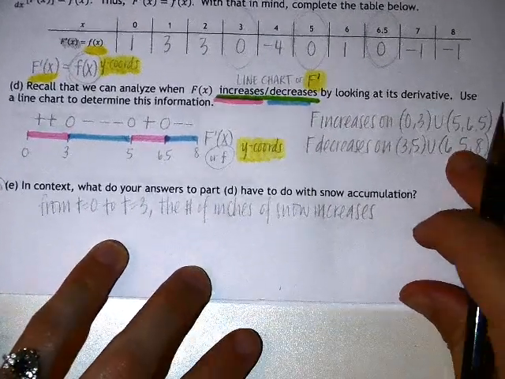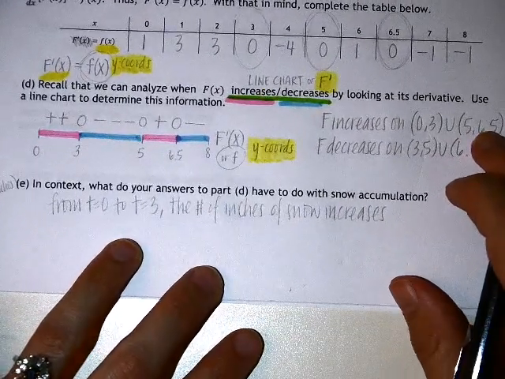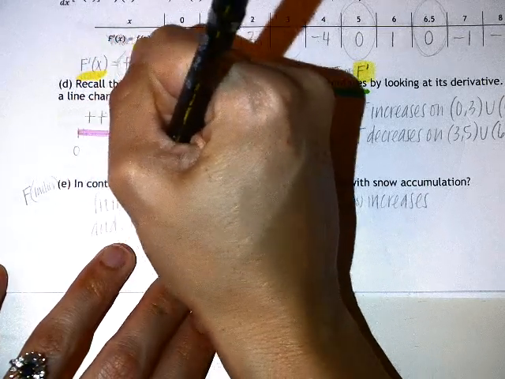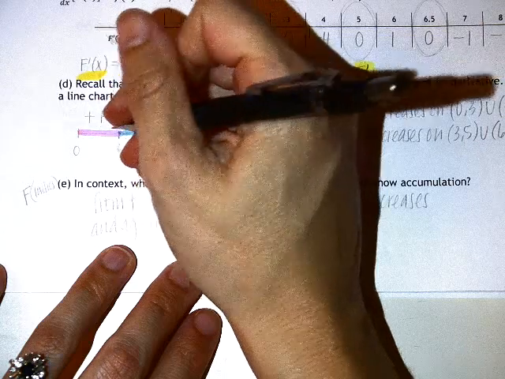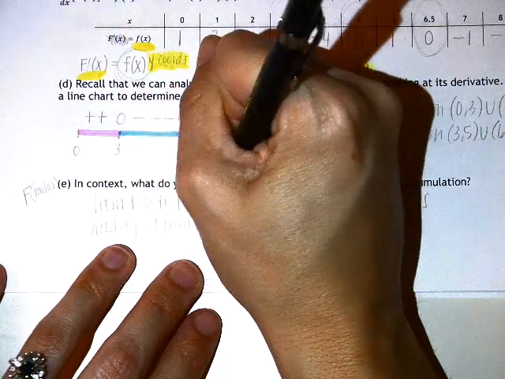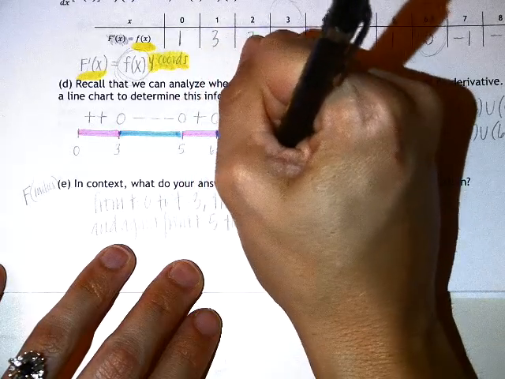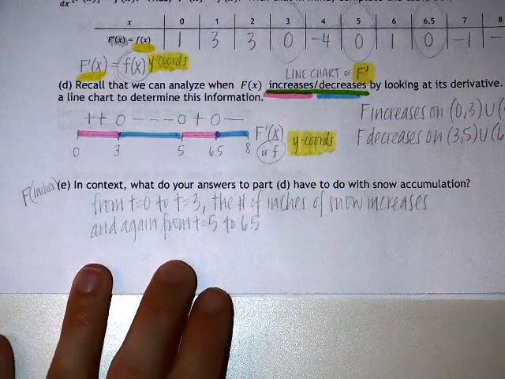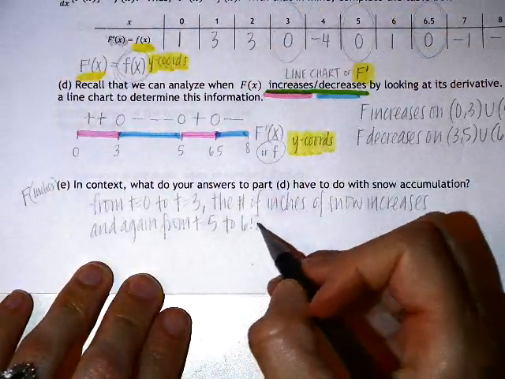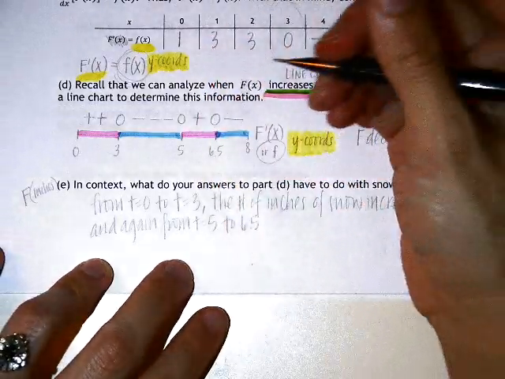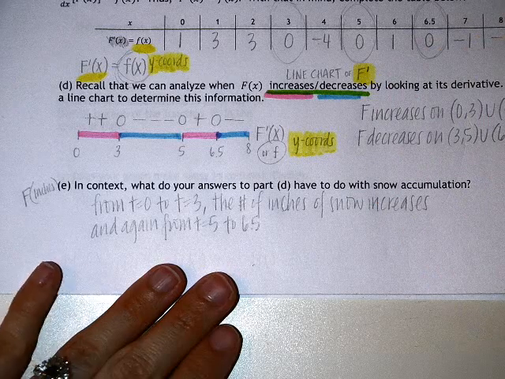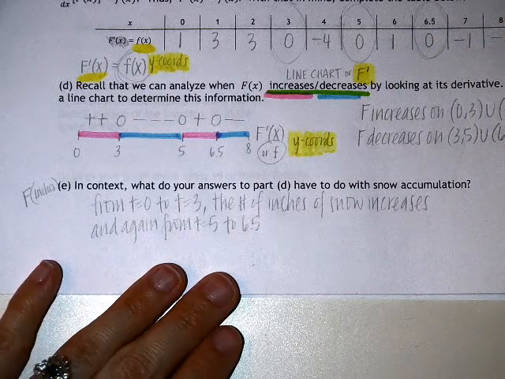Now, that wasn't the only answer where there was an increase. You could also say, from 5 to 6.5. So however you want to phrase this, from time 0 to time 3, and again from time 5 to time 6.5, the number of inches of snow increases.